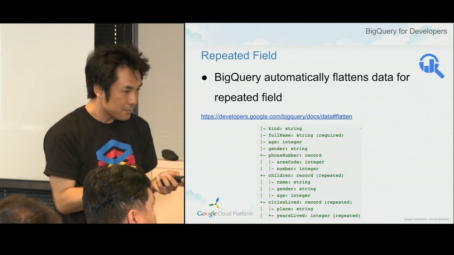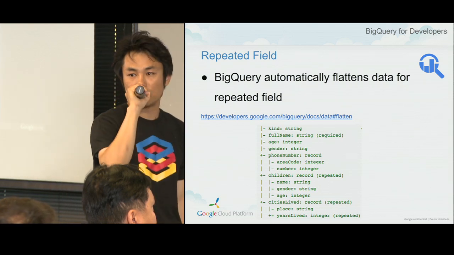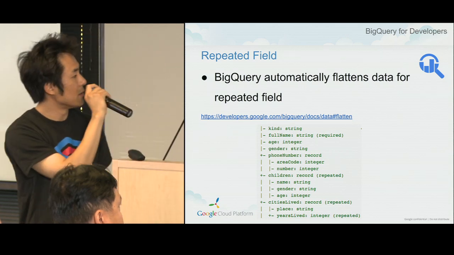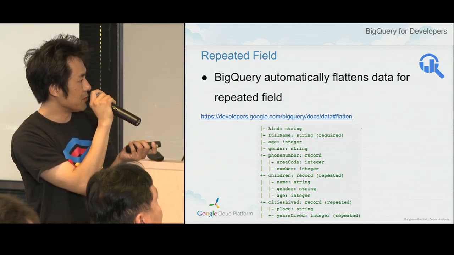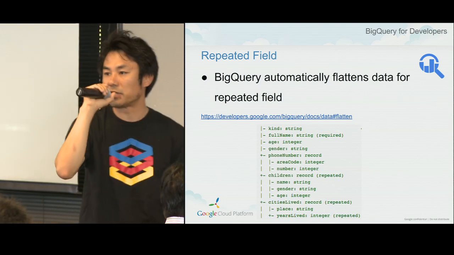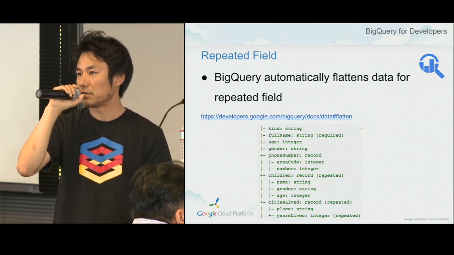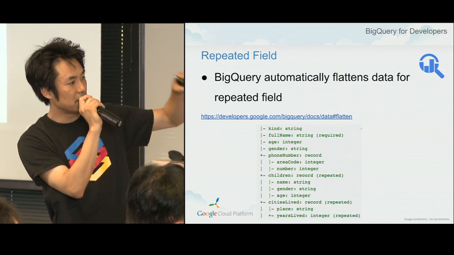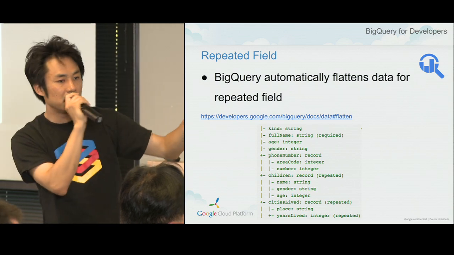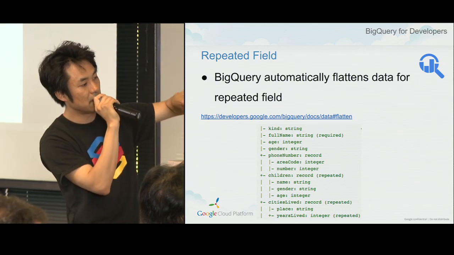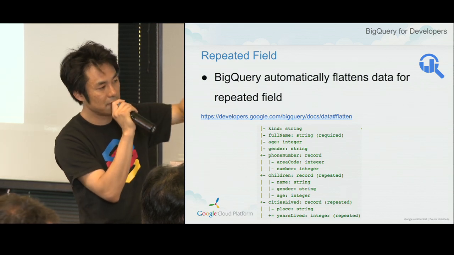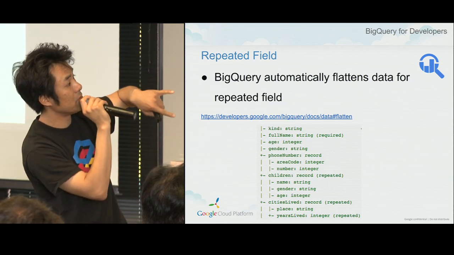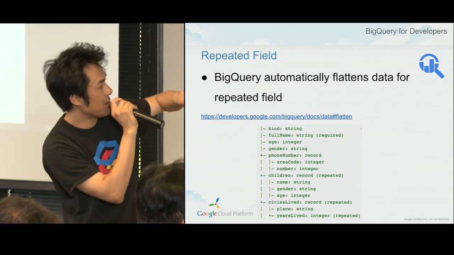Anyways, in this field, if you select something that includes one of the repeated fields, it's automatically flattened. That means if you have one row with a repeated field with two values, it behaves as if it's two rows: two rows with the same value for the non-repeated fields, and each repeated field has different values.